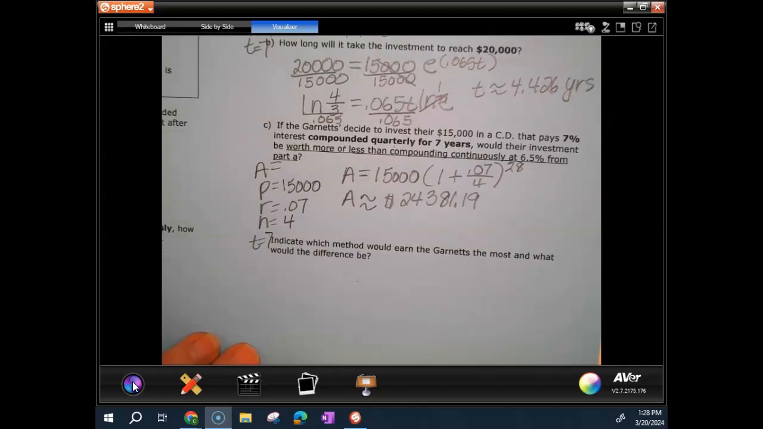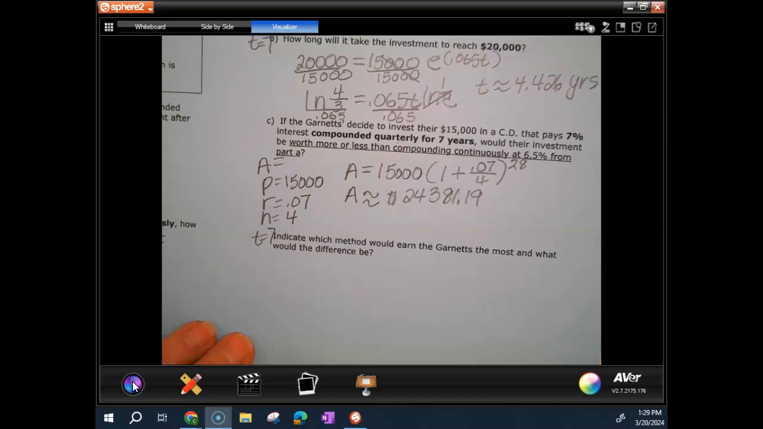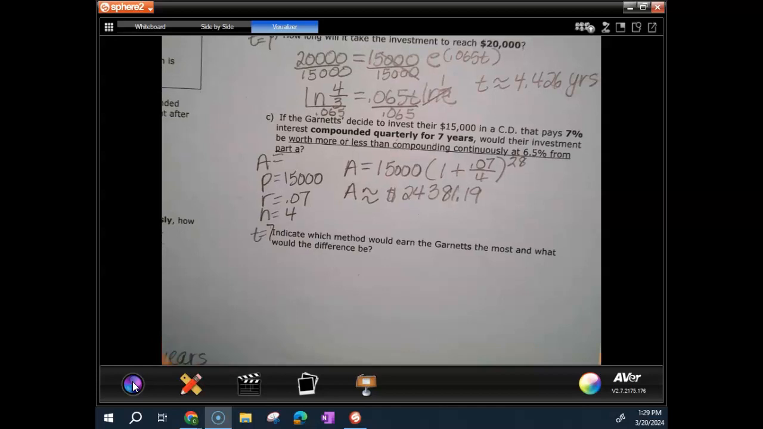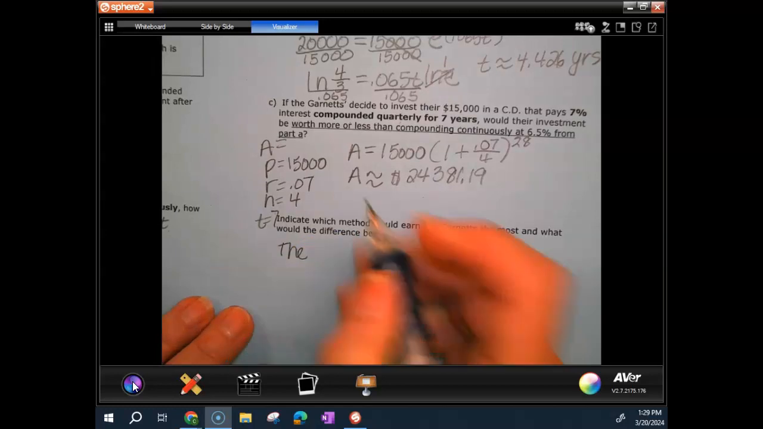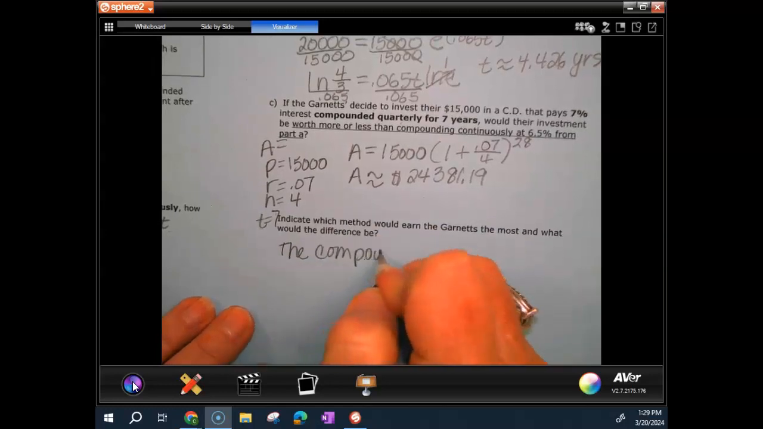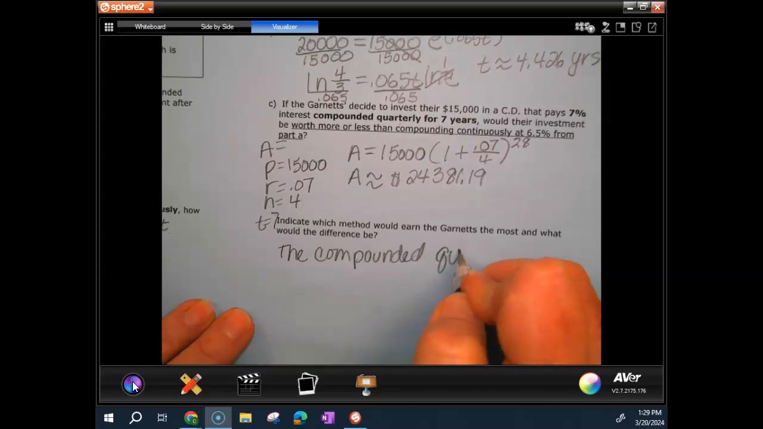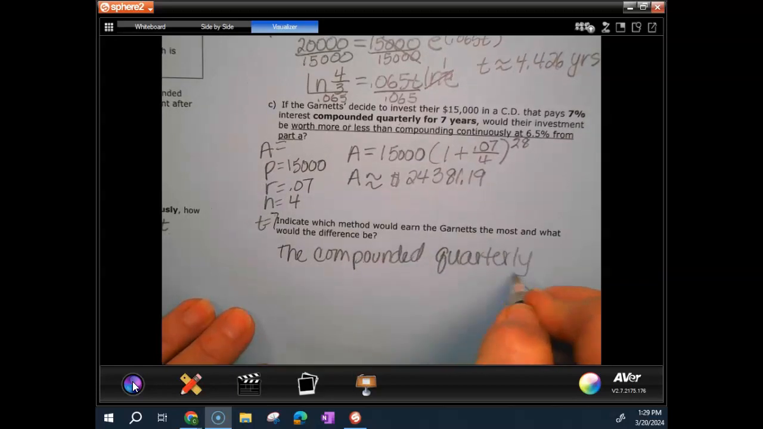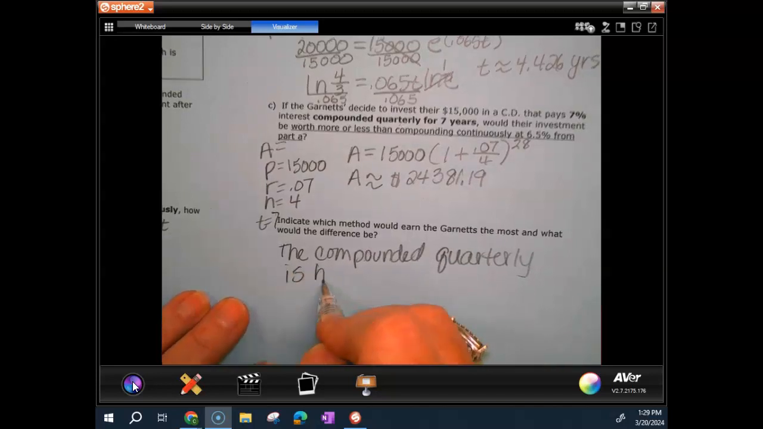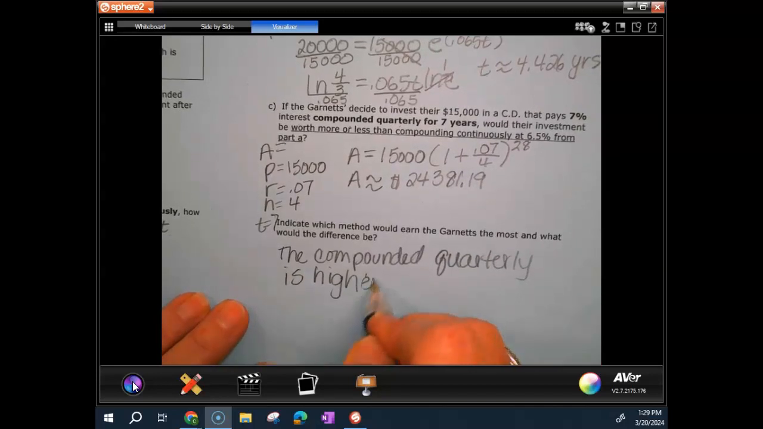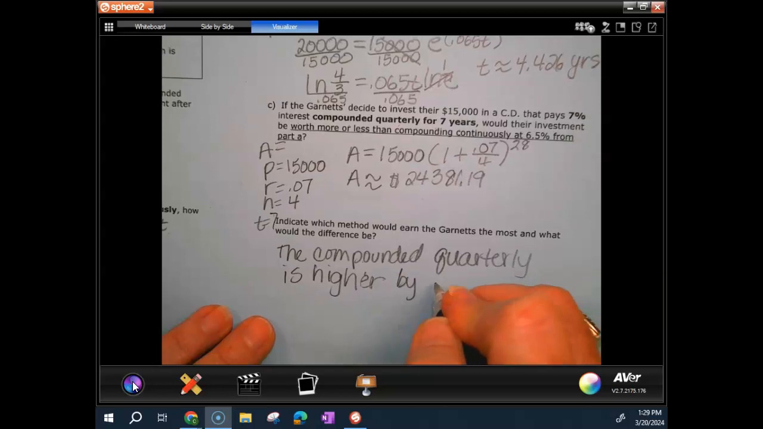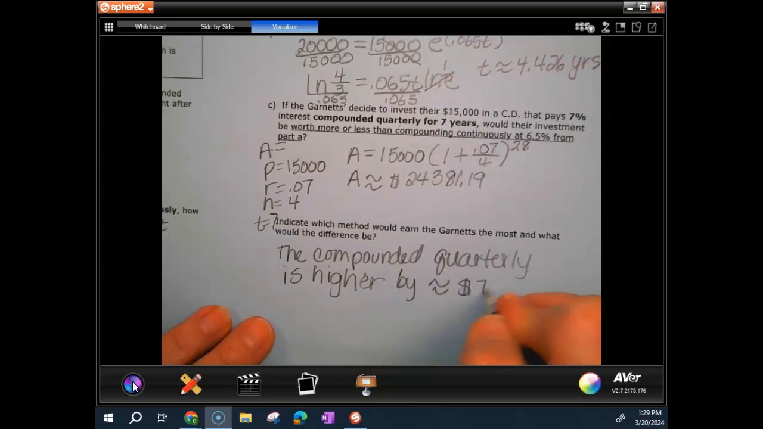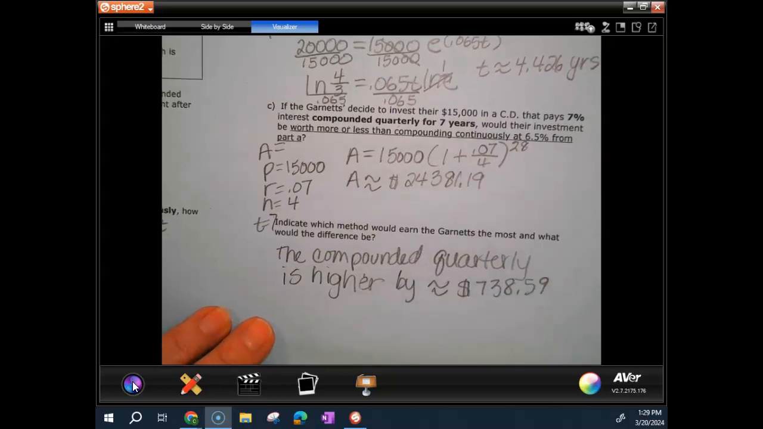So what is it asking? Indicate which method would earn the Garretts the most, and what would the difference be? So what would you do to find the difference? You just subtract the two. So answer in a complete sentence. The compounded quarterly is higher by approximately 738.59 because of the higher interest rate.